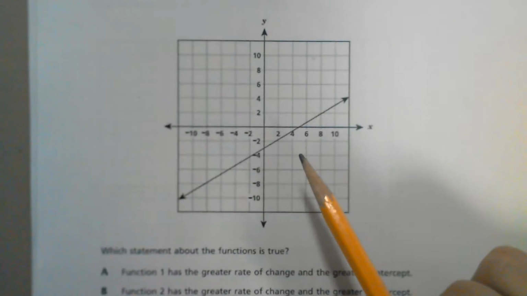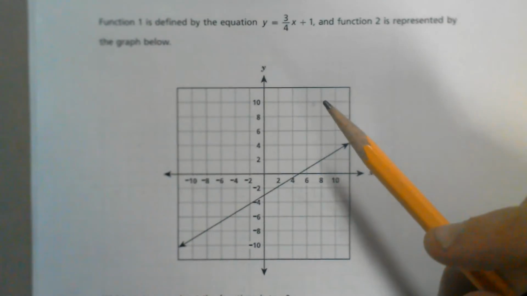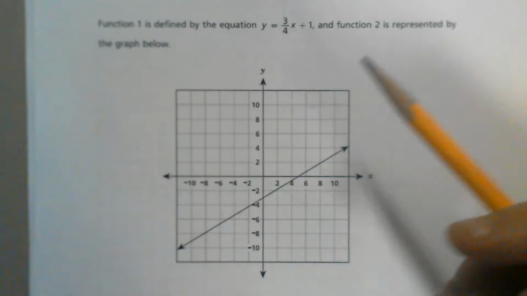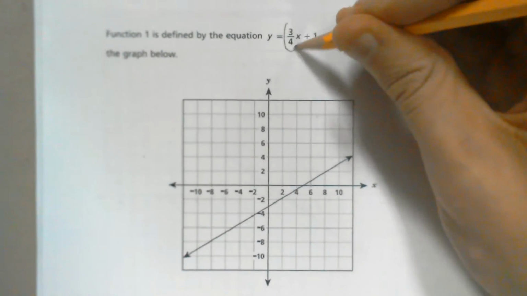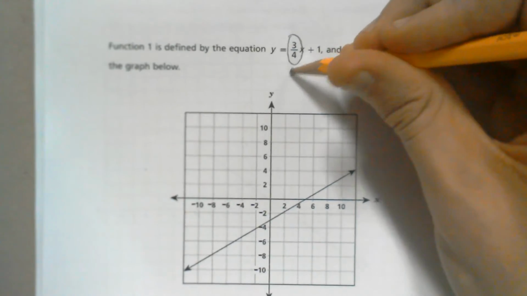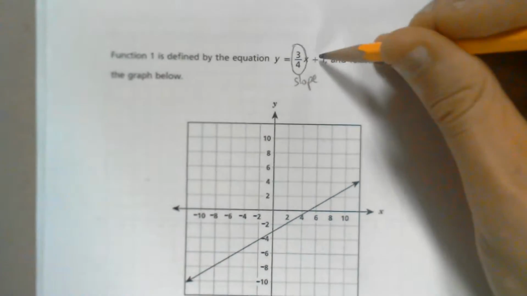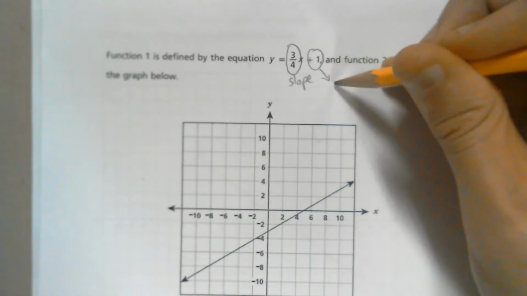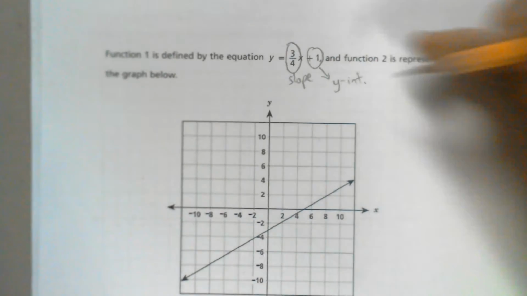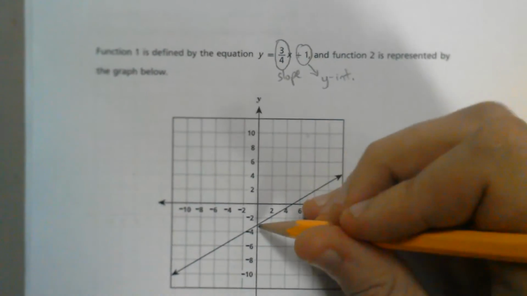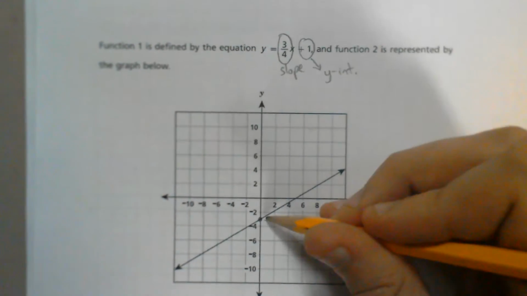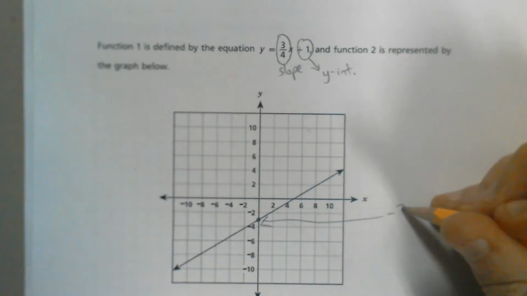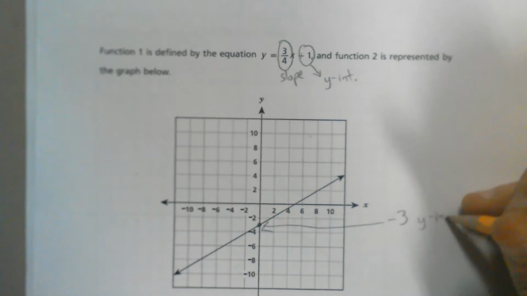So first we need to look at these and say what is our slope or rate of change and what is my y-intercept. Just by looking at this first one right here, I can already see this 3/4 is my rate of change or my slope for function 1, and plus 1 is my y-intercept. Here, my y-intercept, where it crosses the y-axis, is at -3.